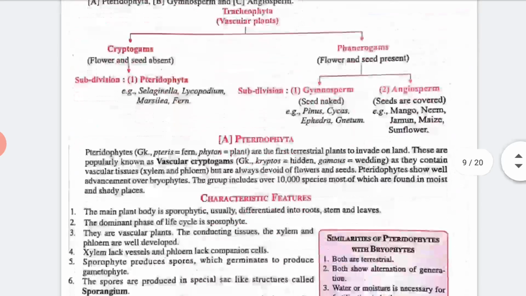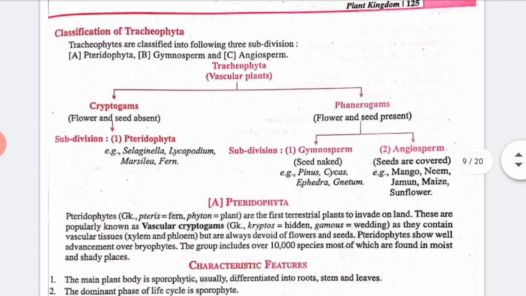Let's see the classification of Tracheophyta. Tracheophyta is divided into two classes, that is cryptogamous and phanerogamous. Cryptogamous means those plants in which flowers and seeds are absent. But when we talk about phanerogams, flowers and seeds are present. Clear? So we have the subdivision Pteridophyta in cryptogamous. Pteridophyta means those in which flowers and seeds are absent.